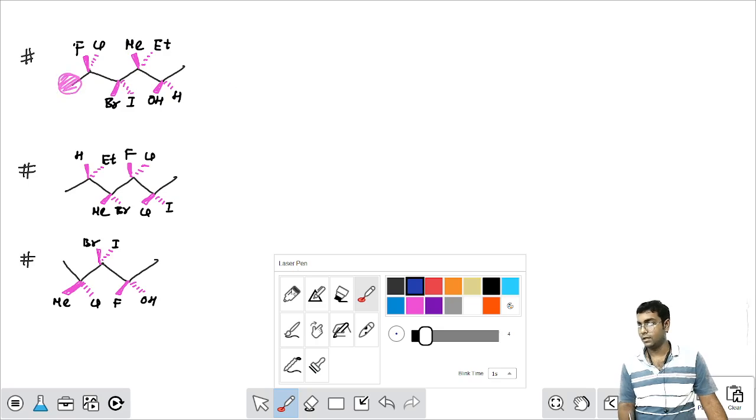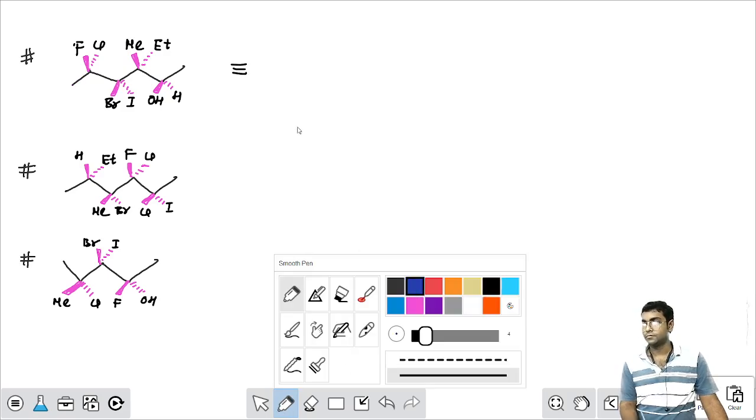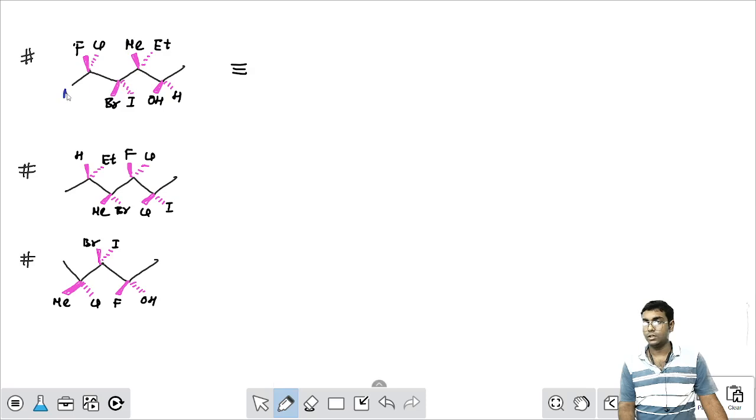So let's make the Fisher projection. This part is methyl and it is also methyl, right? It is methyl, it is methyl, and it is also methyl. Okay, so we have to fix it like this one, methyl. So this methyl is that methyl.